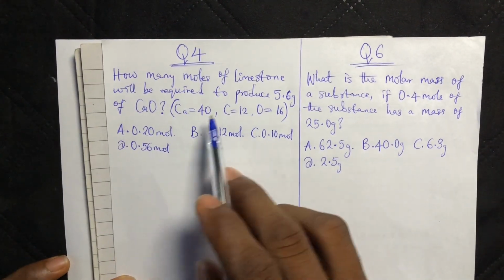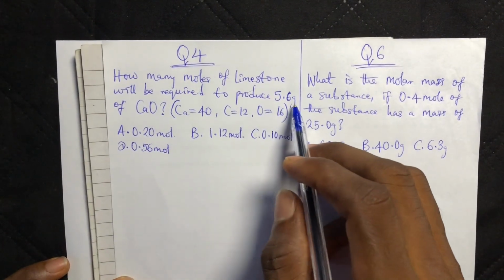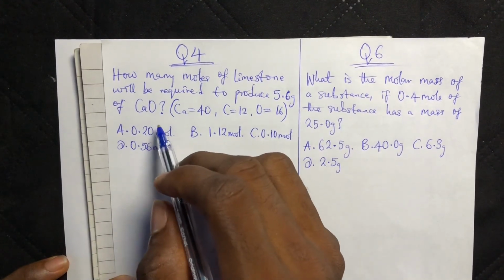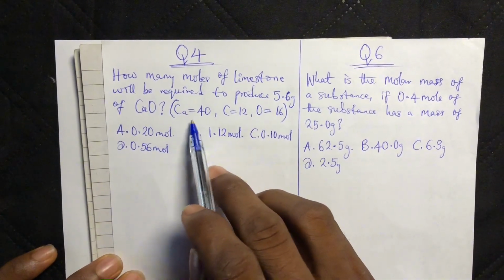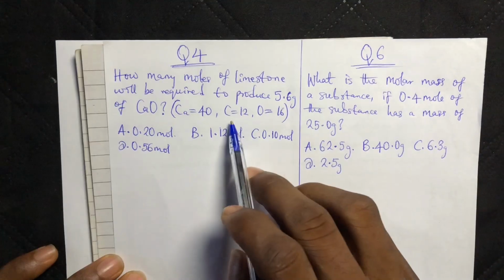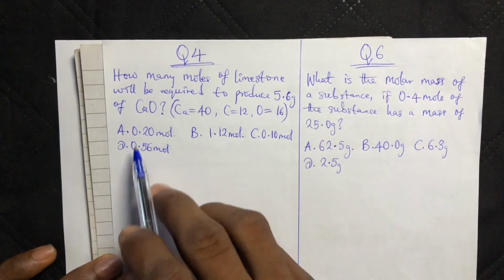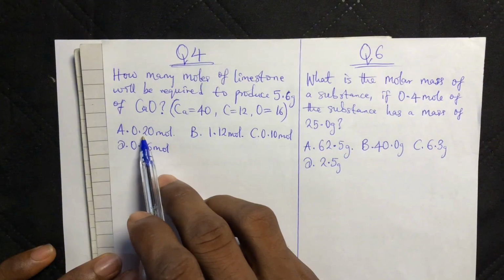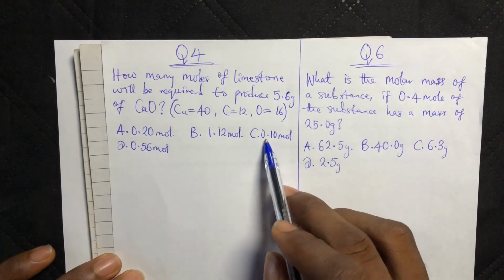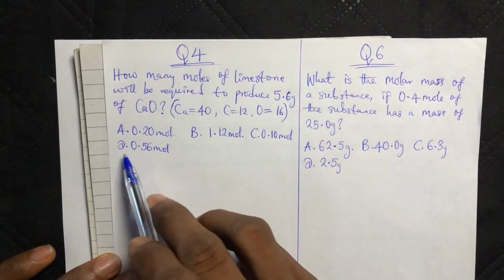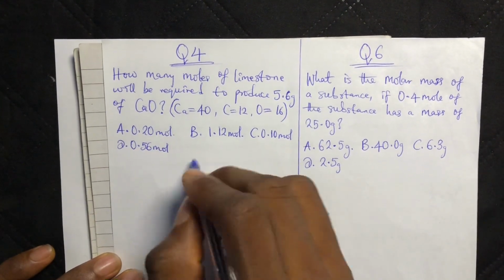Now let's look at question 4. Question 4 says, how many moles of limestone will be required to produce 5.6 grams of calcium oxide, and in bracket we are being given the mass of calcium to be 40, carbon to be 12, and oxygen to be 16. All right, the options: A is 0.20 mole, B is 1.12 mole, C is 0.10 mole, and D is 0.56 mole, right? So the first thing is to write our solution.